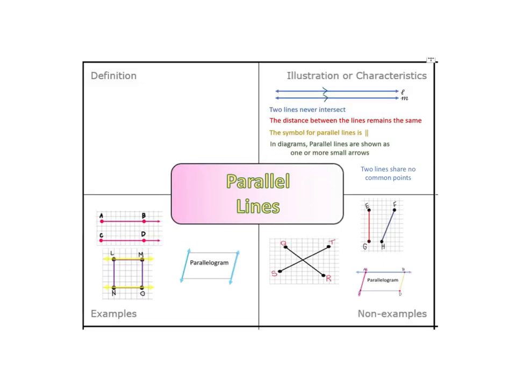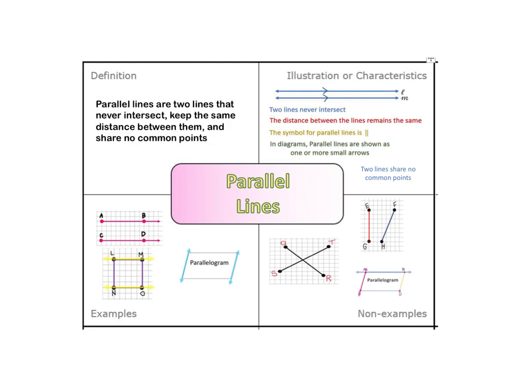Now that we've explored characteristics, examples, and non-examples of parallel lines, let's define parallel lines. Parallel lines are two lines that never intersect, keep the same distance between them, and share no common points.